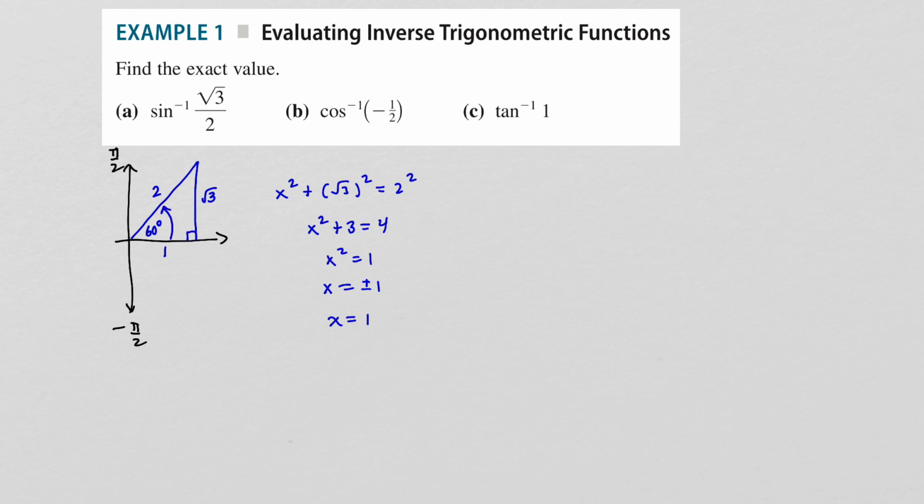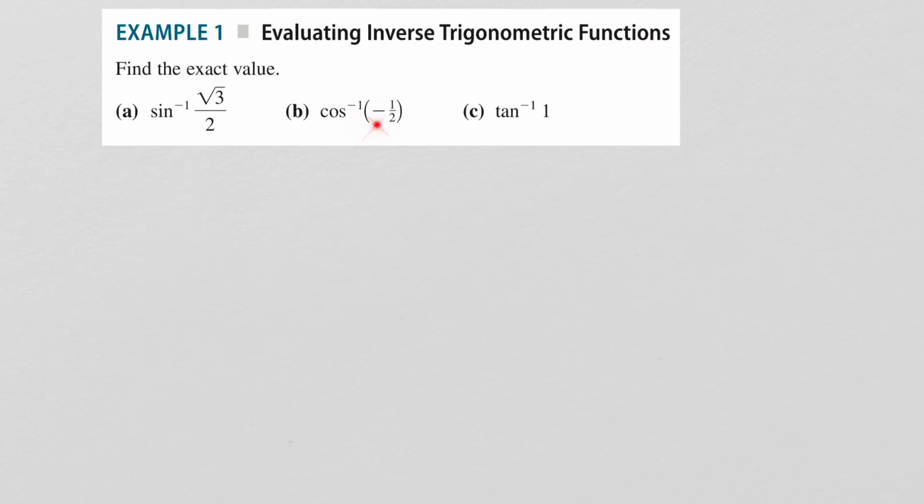And so what is the inverse sine of radical 3 over 2? What is the angle that produces this value when looking at the sine function? So the answer here is 60 degrees, or if you're doing the answer in radians, we would say it's pi over 3.